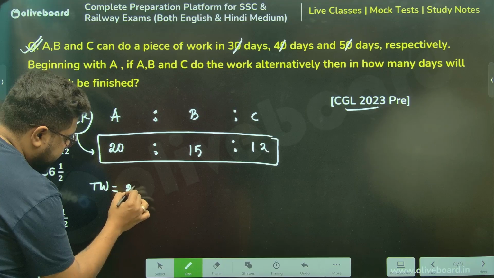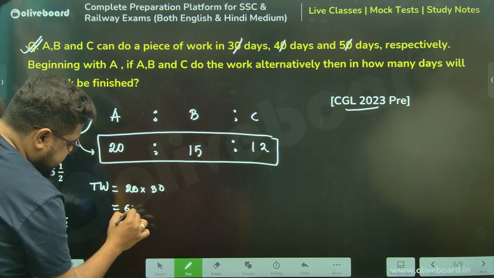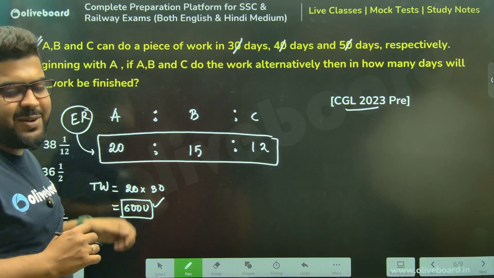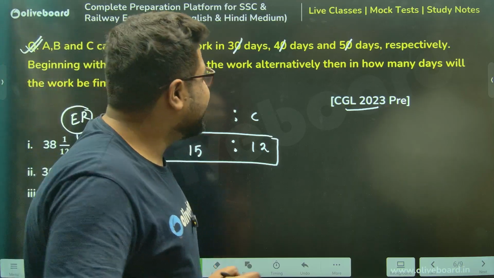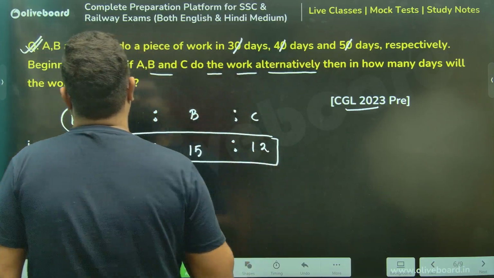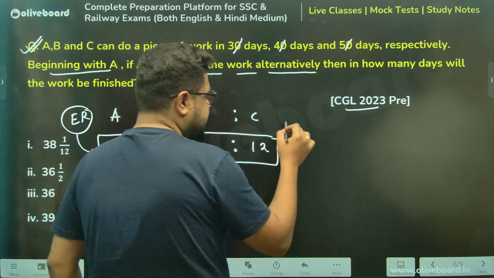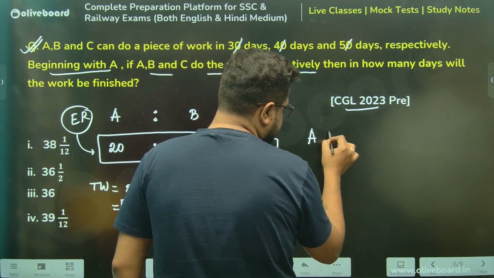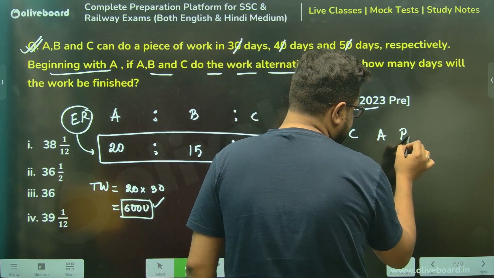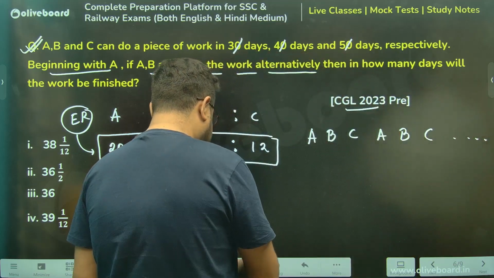Now, sir, what is the total work? A can do 20 units a day and takes 30 days to complete. So total work is 600 units. Now, looking at the values, I can say this will be a little on the lengthier side. Now, if A, B, and C do the work alternately, beginning with A, the pattern looks like A, B, C. Then A, B, C. Then A, B, C, and continues.